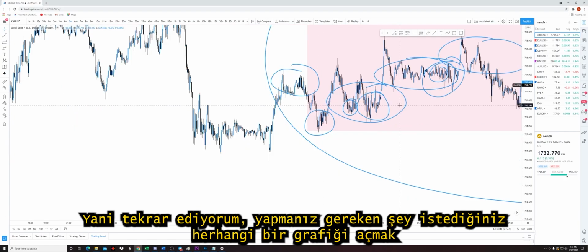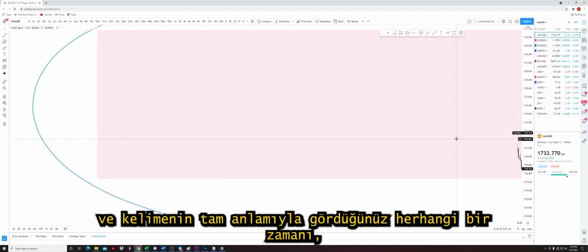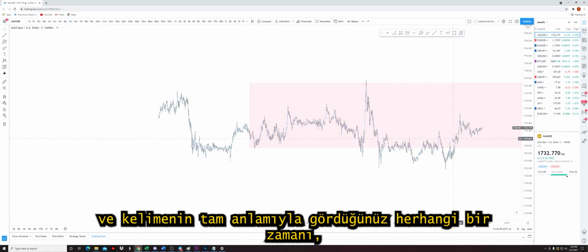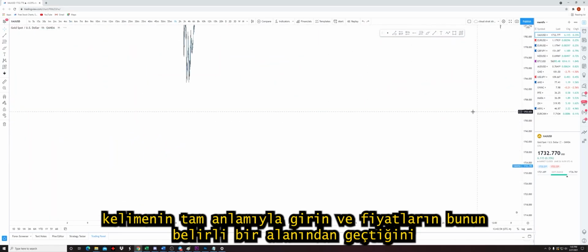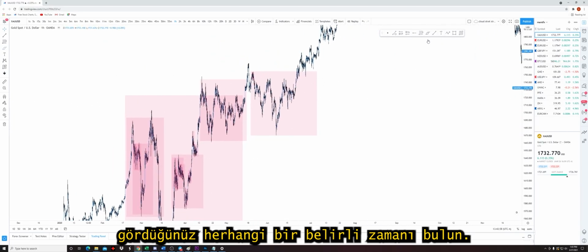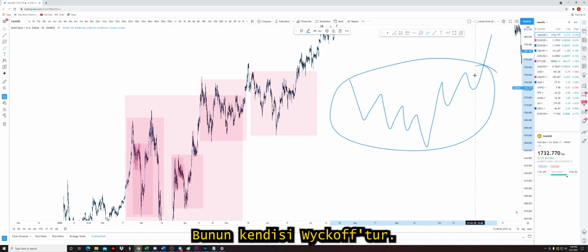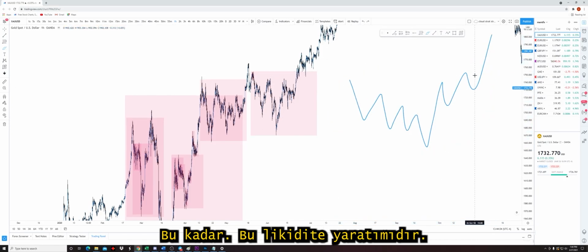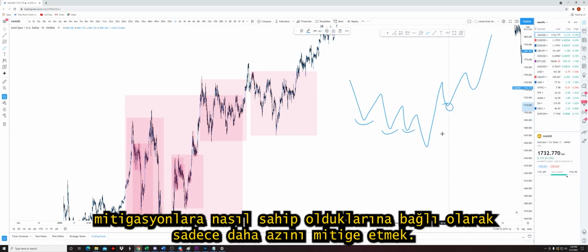So again, what you need to do is open up any chart you want and literally find any specific time where you have seen price undergo a specific area of this. That's it. This on its own is Wyckoff. That's it. It's the creation of liquidity, right? To then liquidate it, to go higher, to come and mitigate more of it or mitigate just less of it based on how they have the mitigations.